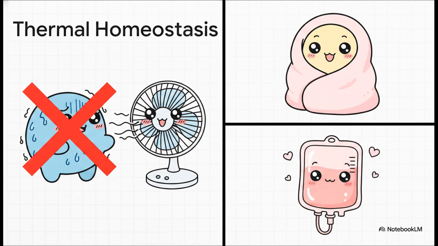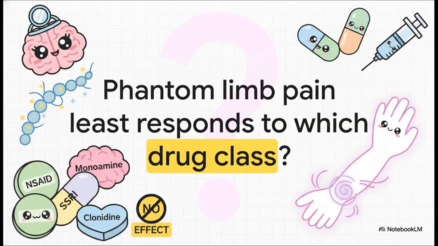Since anesthesia blunts central hypothalamic thermoregulation, we have to rely on passive insulation, like trapping metabolic heat with dry blankets and covering the head, combined with active caloric transfer, like infusing IV fluids warm to about 37 to 42 degrees Celsius. Question 42. Phantom limb pain will least respond to which of the following class of drugs?